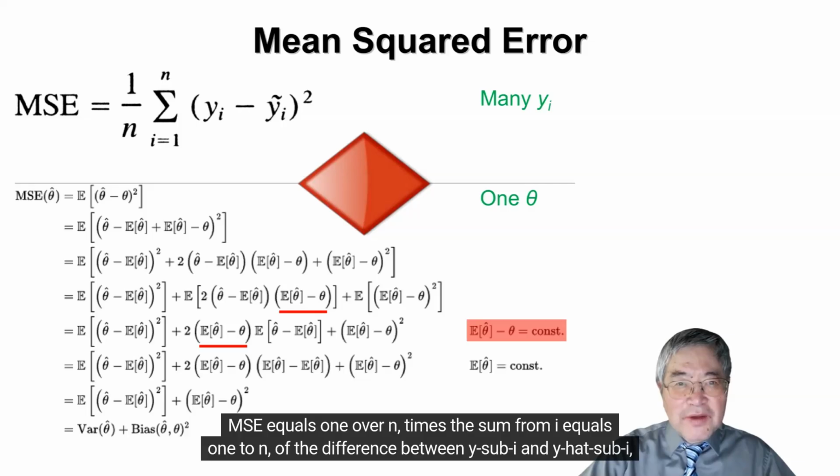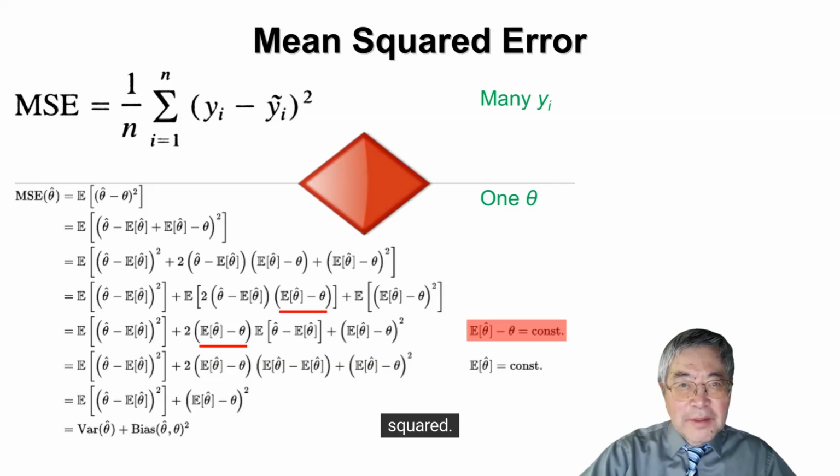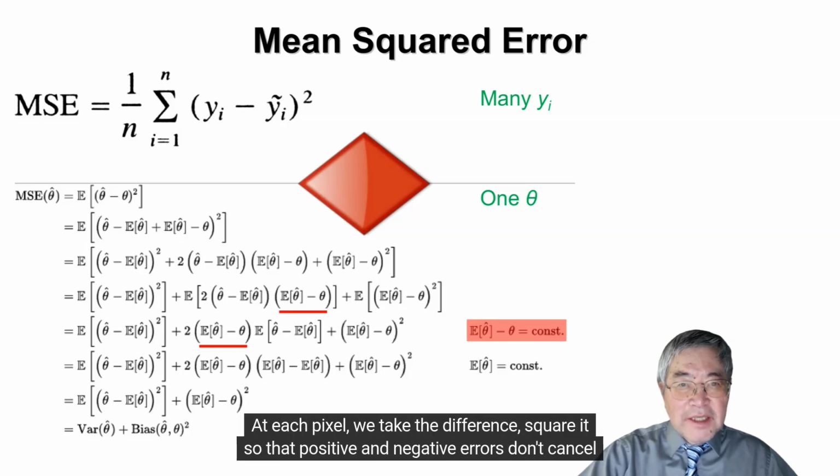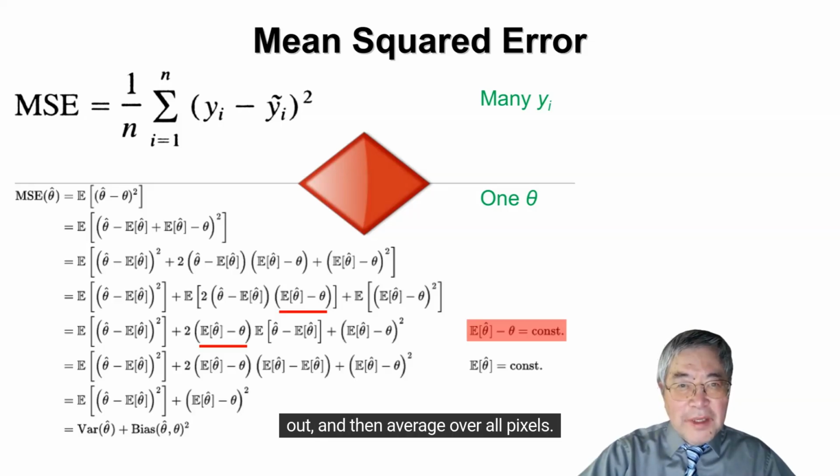The formula for MSE is simple. MSE equals 1 over n times the sum from i equals 1 to n of the difference between y sub i and y hat sub i, squared. In words, this means we compare the two images pixel by pixel. At each pixel, we take the difference, square it so that positive and negative errors don't cancel out, and then average over all pixels. That gives us the mean squared error.